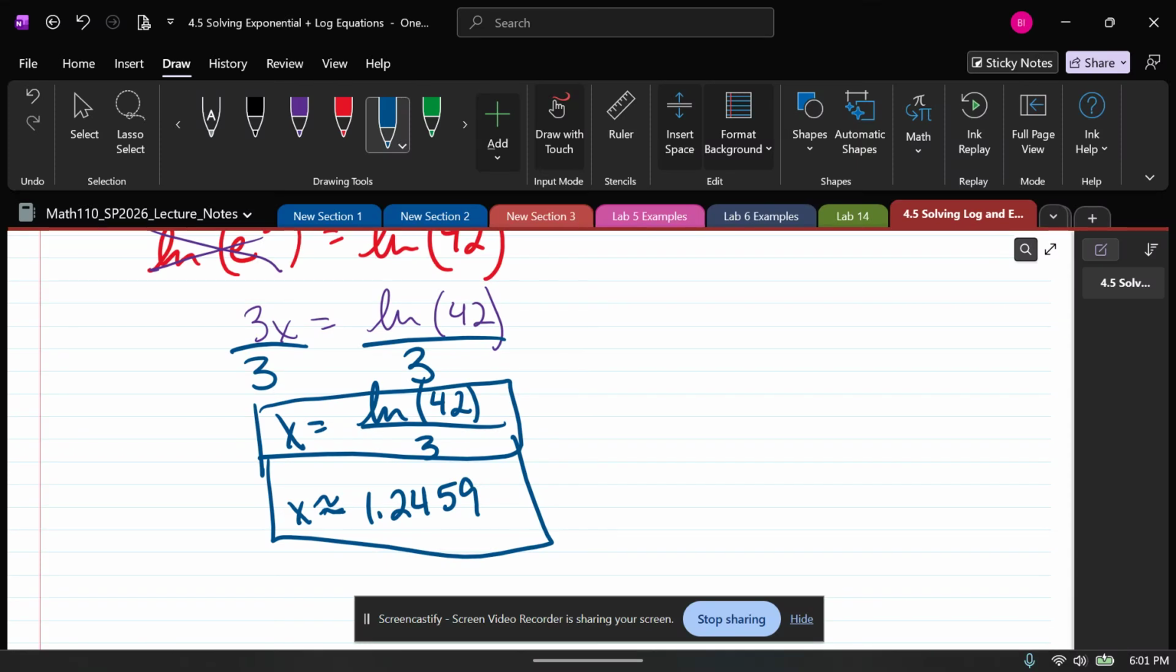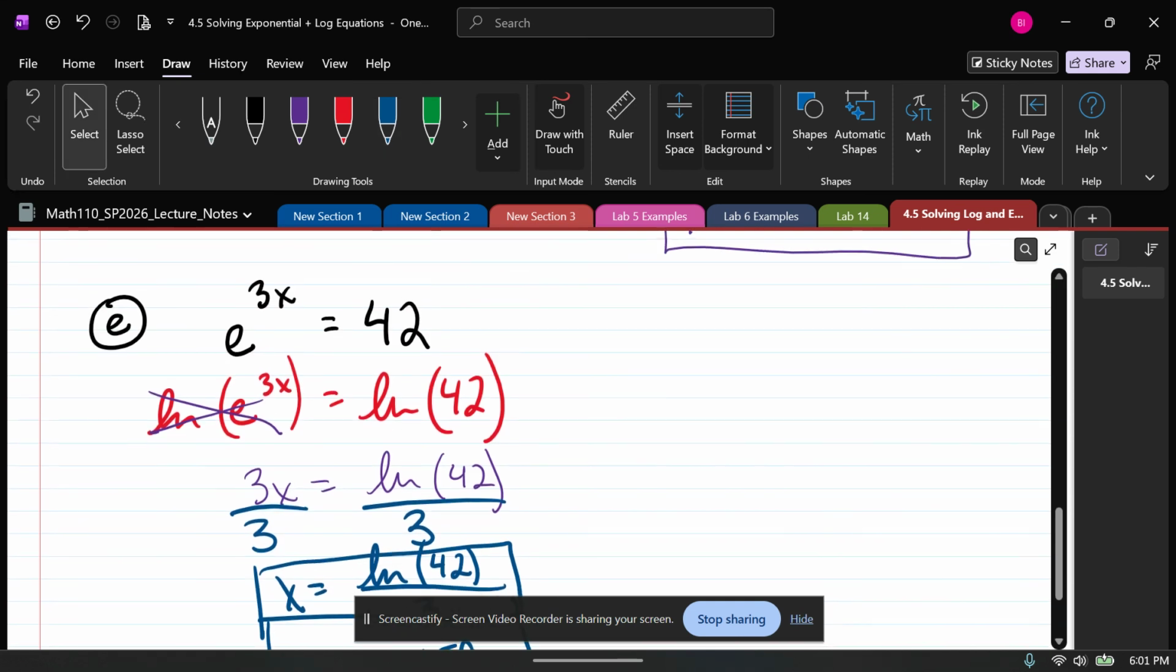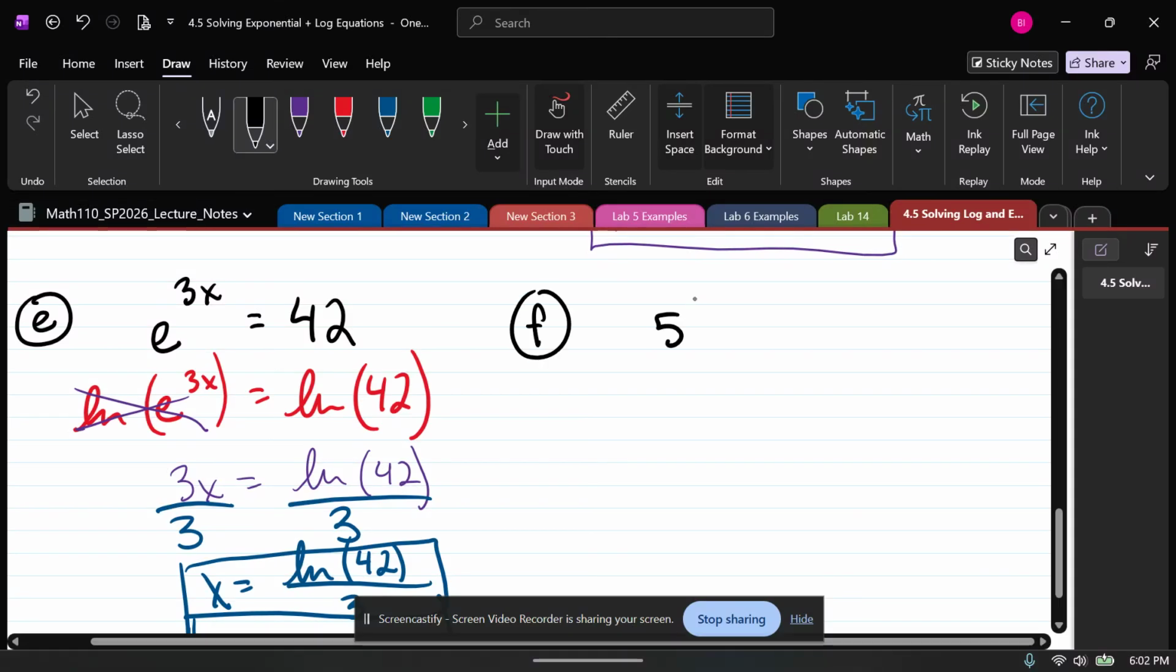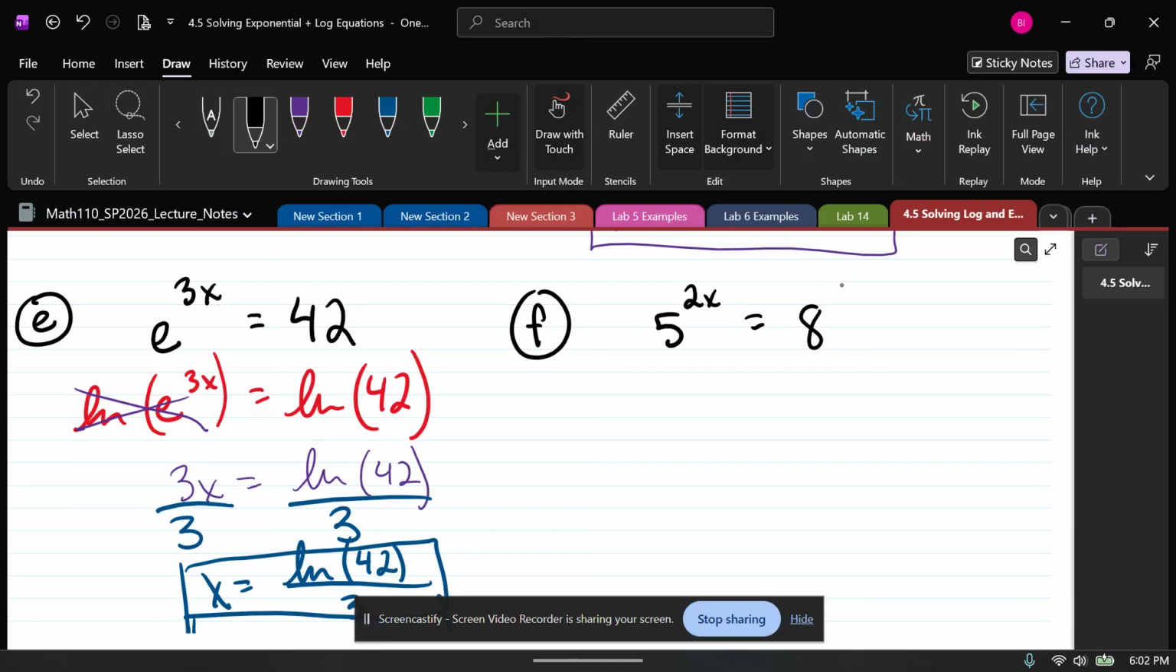Now, let's step it up just a little bit and get one that has a little bit more going on. I'm going to go right there beside it. I'm going to do example F. And let's say we had something like this. 5 to the 2x equals 8 to the x.